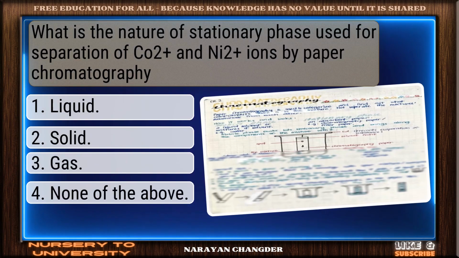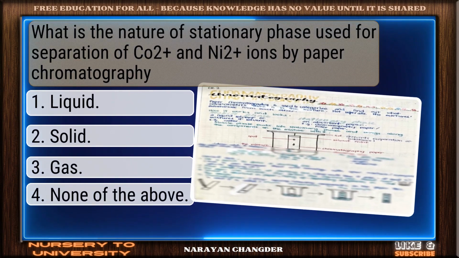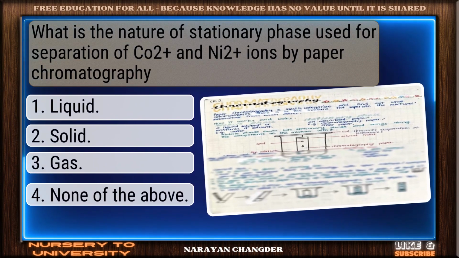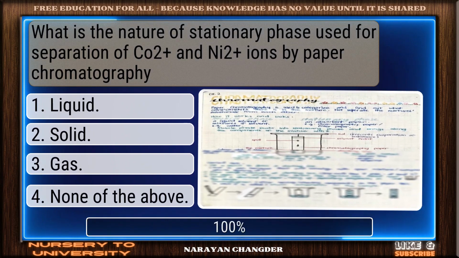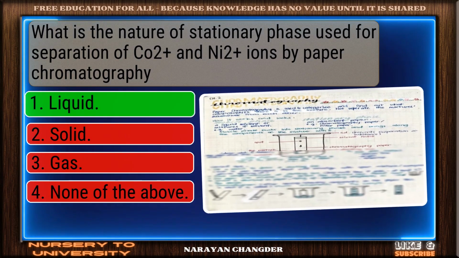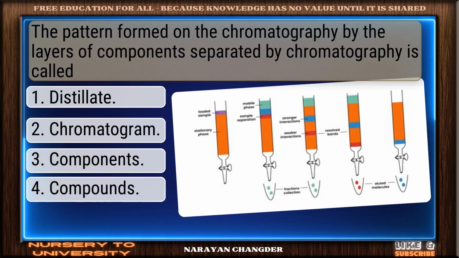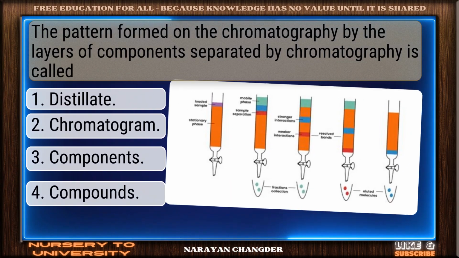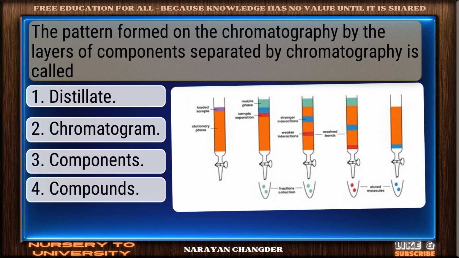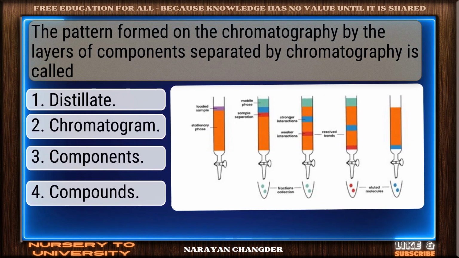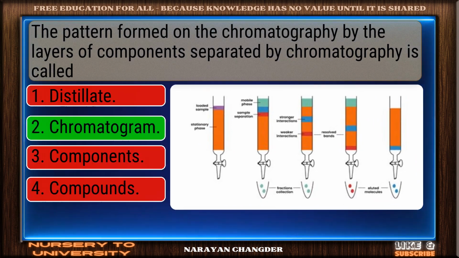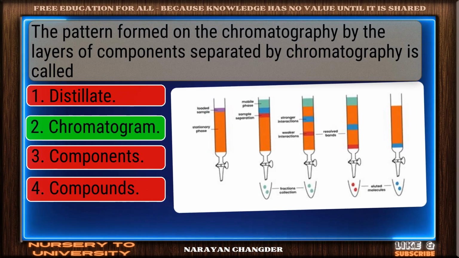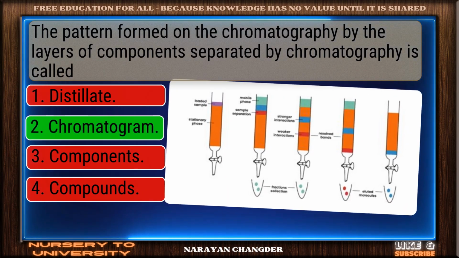What is the nature of stationary phase used for separation of Co2+ and Na2+ ions by paper chromatography? You got it. Your choice, liquid, is right. The pattern formed on the chromatography paper by the layers of components separated by chromatography is called dash. Excellent choice. Chromatogram is the right answer.